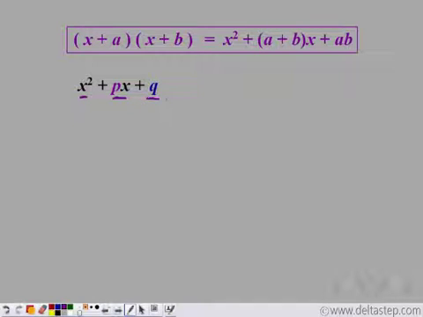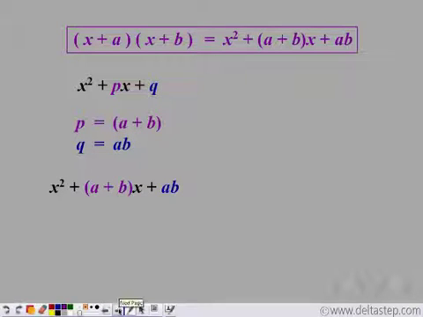So, if we can compare this expression to the right hand side of this identity, then we will be able to factorize this expression. How? If we can get two numbers a and b such that p is equal to a plus b and q is equal to a into b. So if we can find two numbers a and b whose sum is equal to p and product is equal to q, then this expression will become x square plus a plus b into x plus ab, because p is a plus b and q is ab.